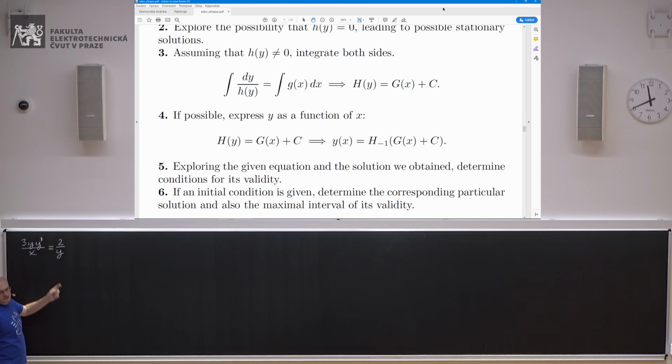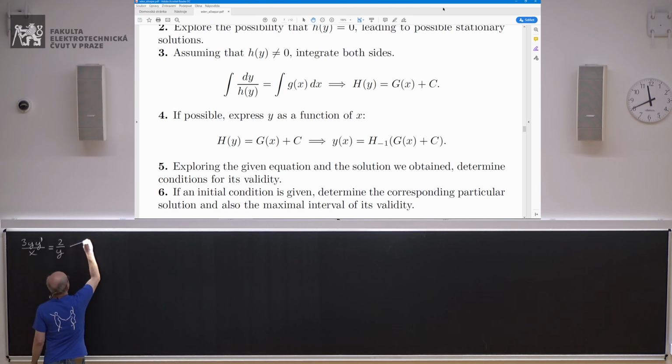I look at the equation, and my first question is, do I see any restriction? And the answer is yes, I do. Actually, I see two restrictions. X should never be 0. Y should never be 0. How do I imagine this restriction?